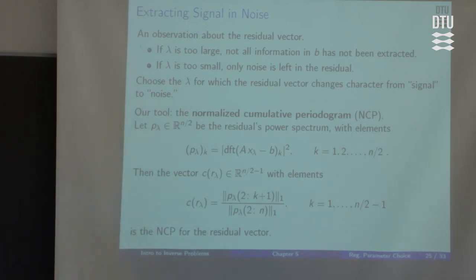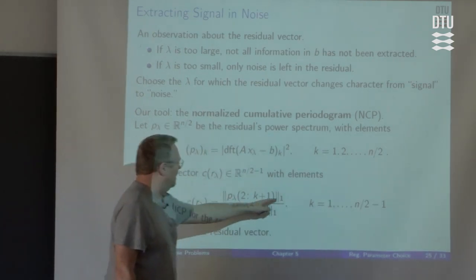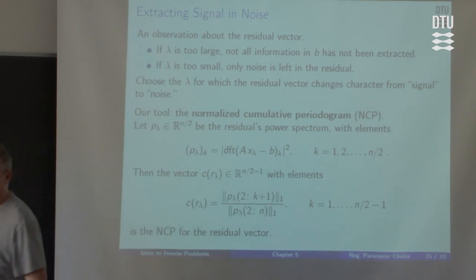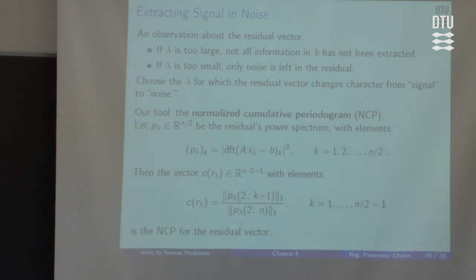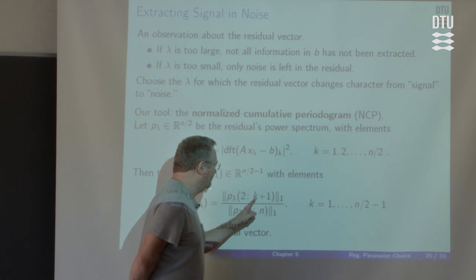So you see, that's what we've got here. And instead of writing a sum, I just write a 1 norm, because that's the same thing. All these elements are positive, so it's equivalent to a 1 norm. And then you see, damn it, I don't start in the first element. I actually start in the second element. And so I have to go to k plus 1.